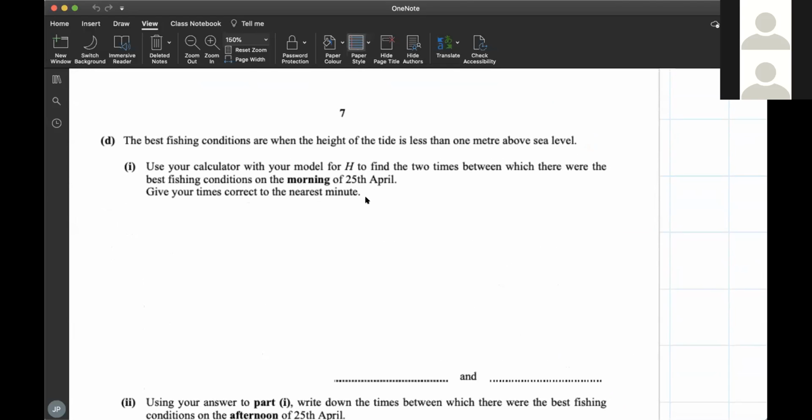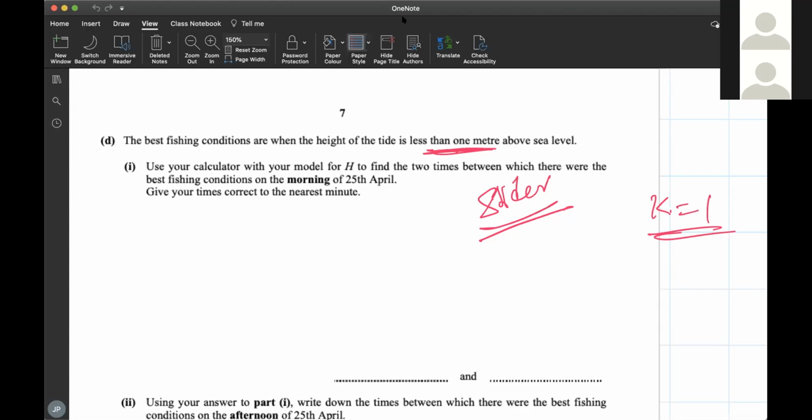Now, if you're not able to see it, this is the case of my slider. I could use a slider or what I prompted earlier on. The best fishing conditions are when the height of the tide is less than 1 meter. You're given the value of K, make K equal to 1 meter. Find out the best fishing conditions, the timing when I can fish. Give your times correct to the nearest minute.